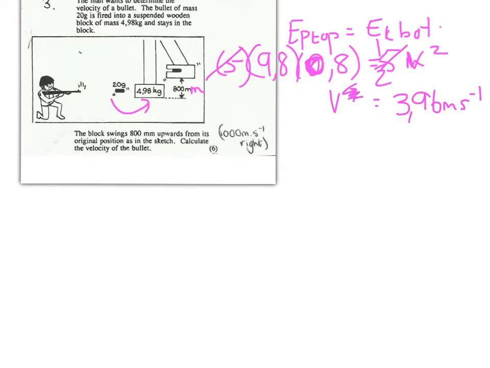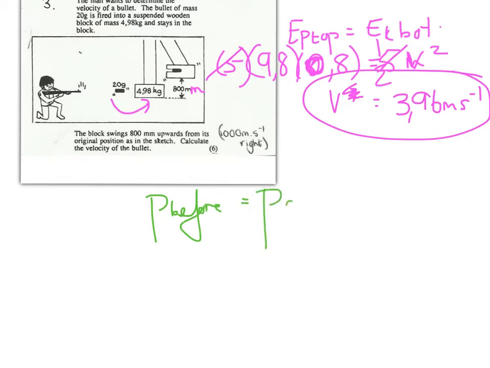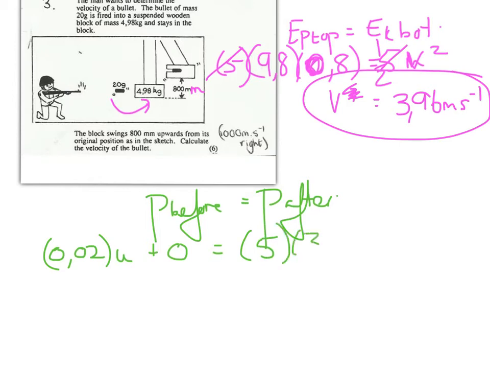And then I now take that as the velocity after the collision. So I can say momentum before is equal to momentum after. And I land up with, before, I have got 0.02 kilograms going at some or other velocity. The block is standing still. Afterwards, the two of them are together, and they are going at 3,96 meters per second, and therefore my initial velocity comes out to be 989,95 meters per second.